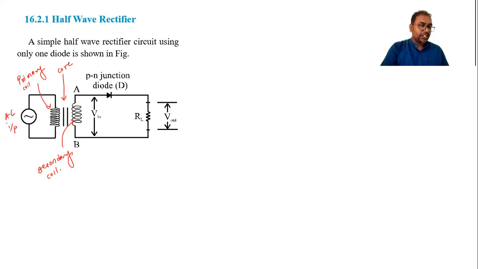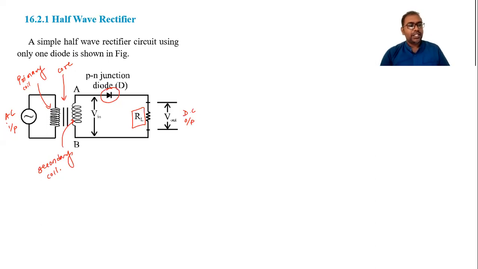This is a PN junction diode. You can see this is a diode. The diode is connected in series with the secondary coil and the load resistance. This is the load resistance RL, and across this load resistance we take the output. So this is the DC output. This is the circuit diagram for the half wave rectifier.